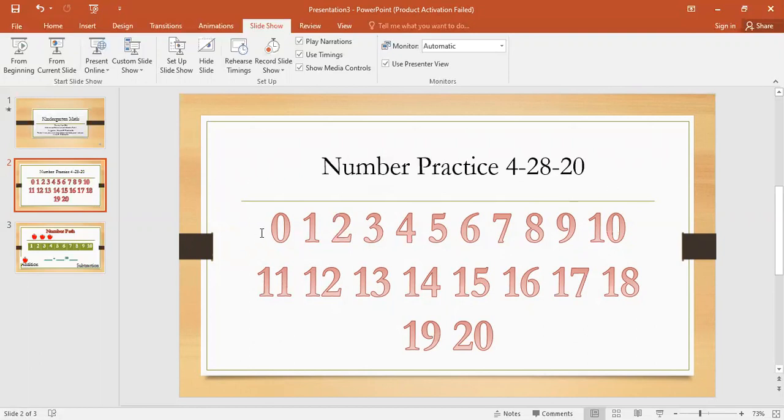So before we begin writing them, we're going to practice saying our numbers 0 through 20. So go ahead with me, and we're going to stand up for this one, and we're going to do 20 jumping jacks as we say our numbers today. So stand up wherever you are, and we're going to take a break at 10 and then go to 20. So get ready for your jumping jacks.